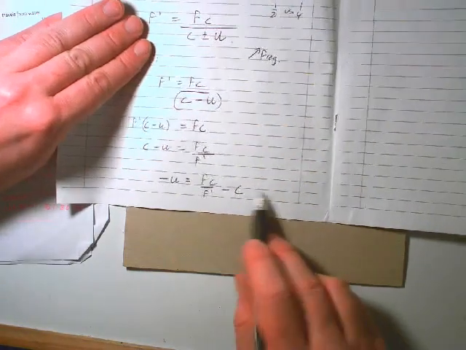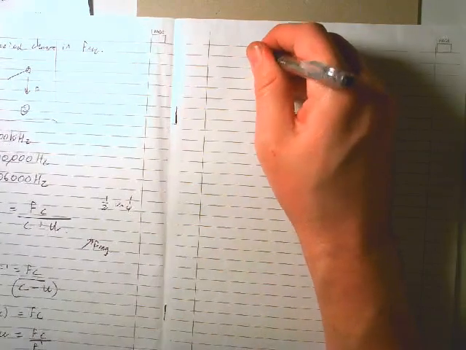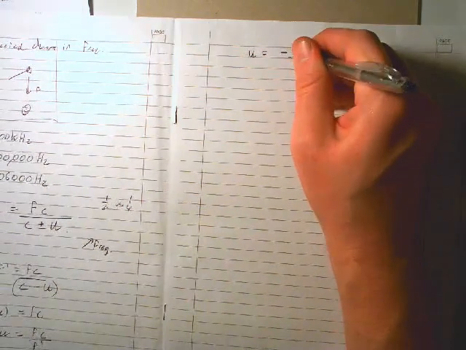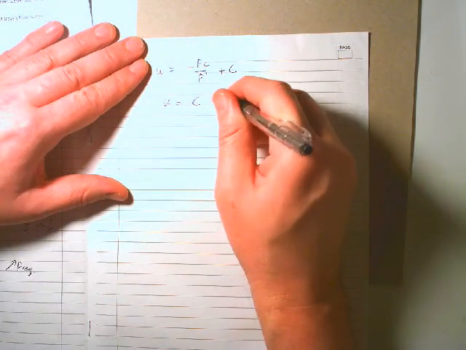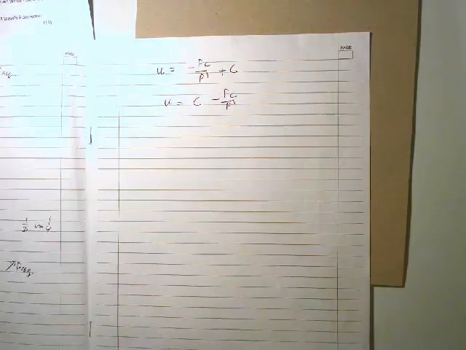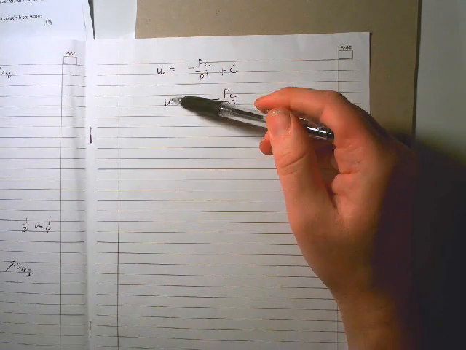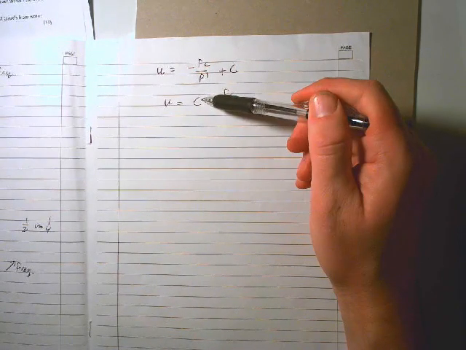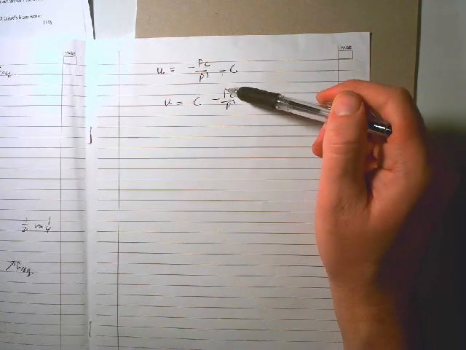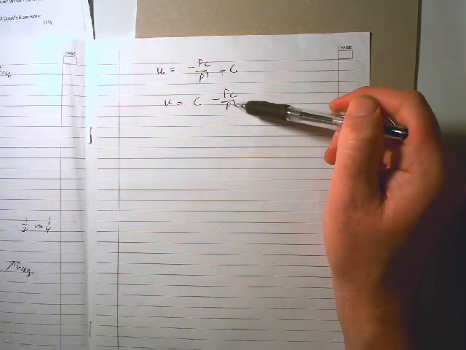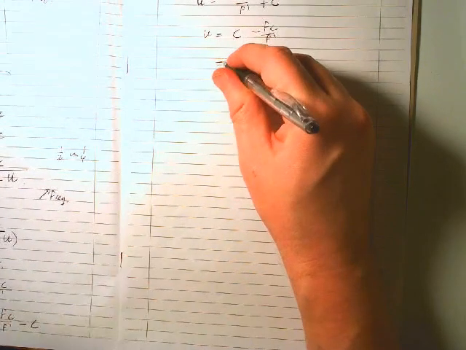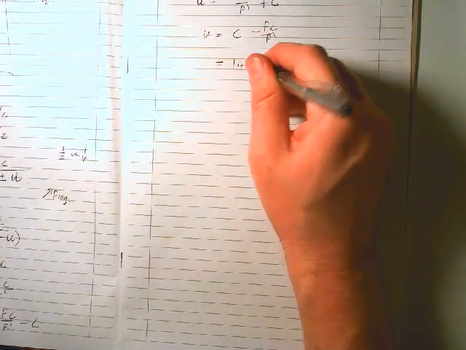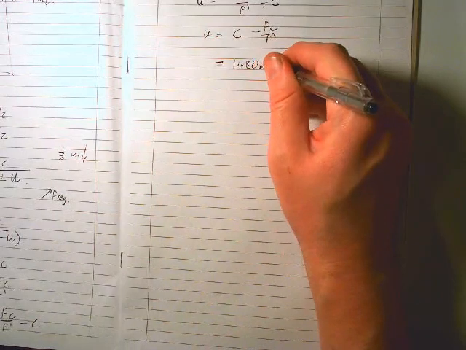So I have minus u is equal to fc over f prime minus c. And because this is minus u, let's multiply both sides of this by minus 1. And that gives me u is equal to minus fc over f prime plus c. Or if you feel a bit more comfortable writing it as u is equal to c minus fc over f prime. So u is the velocity of the thing that's moving, c is the velocity of the wave in that medium, f is the frequency of the sound produced, and f prime is the frequency we perceive.